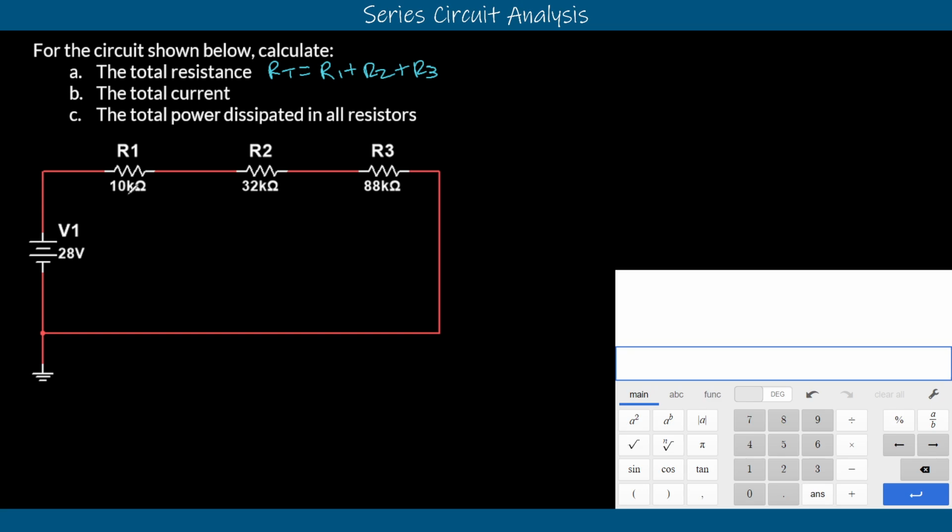And when we look at these resistors, we see that each one has kiloohms at the end of it. So we need to make sure that we account for that in our total resistance final answer here. When we tuck this into our calculator, we can say that it's actually 10 kiloohms plus 32 kiloohms plus 88 kiloohms, and that gives us 130 kiloohms, right? It doesn't say 130 kiloohms because I didn't put the kiloohms in there, but I did remember it, right?